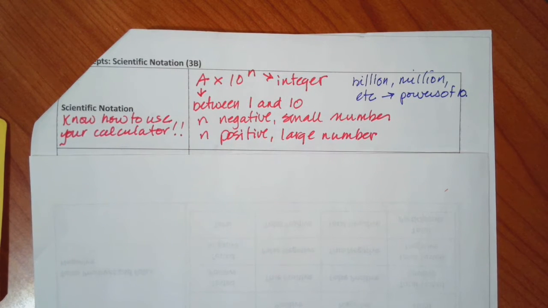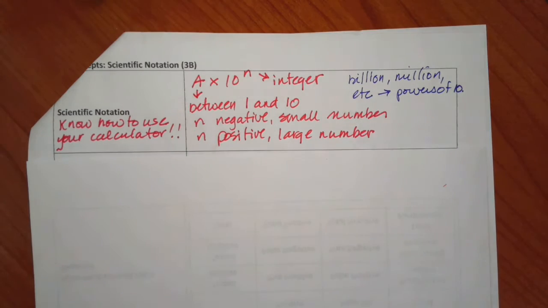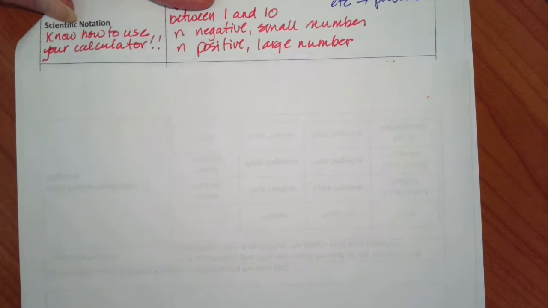And the other thing that we talked about on there was how to translate words into scientific notation. A billion is 10 to the 9th. A million is 10 to the 6th. A trillion is 10 to the 12th, that sort of thing. A thousandth is 10 to the negative 3, and so on. So knowing those will be helpful. But especially know how to use your calculator.